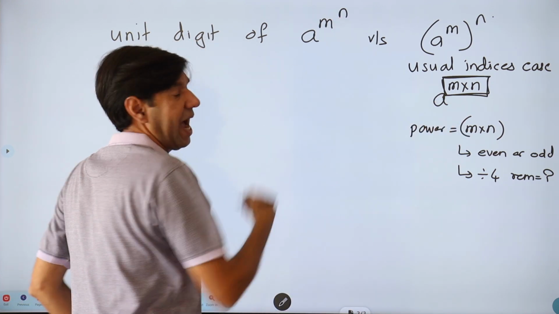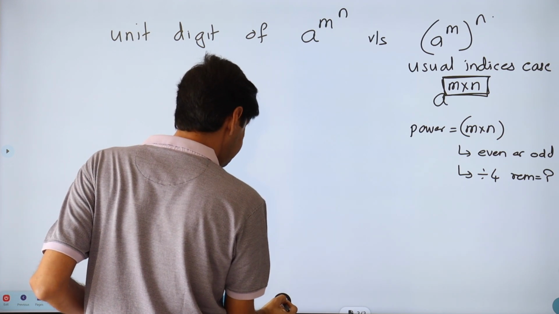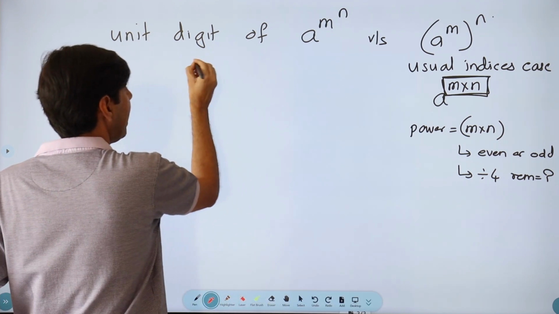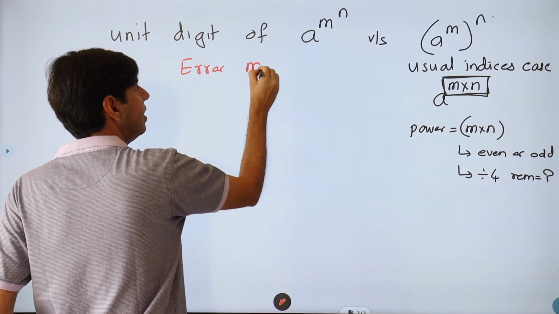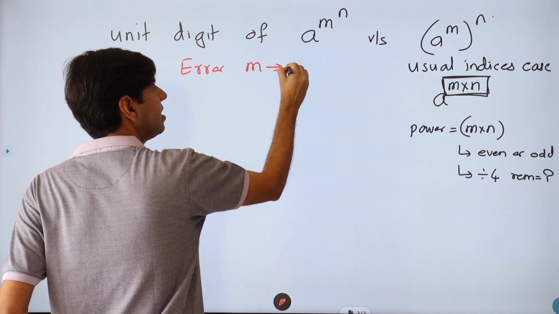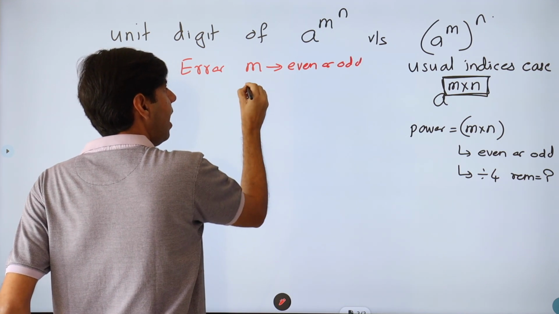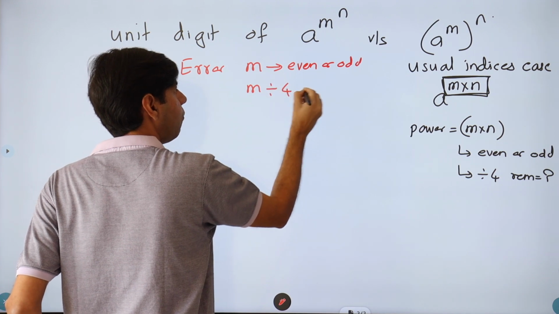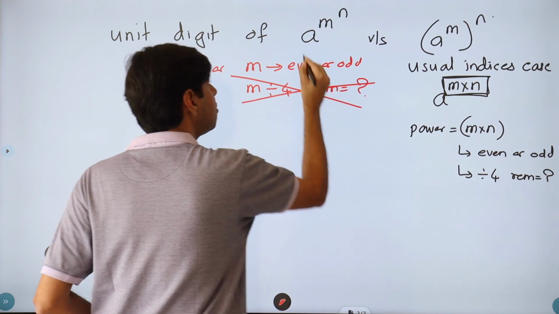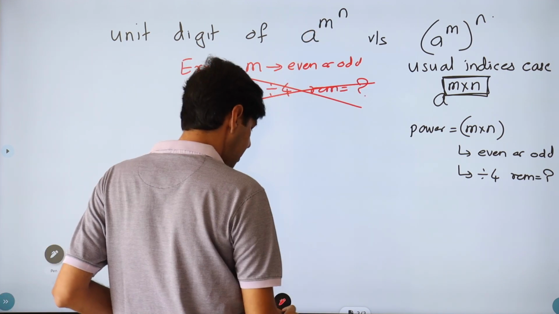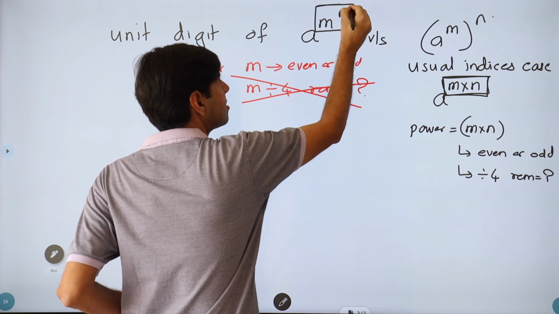But here there's no bracket, so this does not mean m into n. A lot of students make this error of taking m and checking whether it is even or odd, or taking m divided by 4 and finding the remainder. This is wrong, students. It's not m. The power here is not m. The power here is m raised to n.